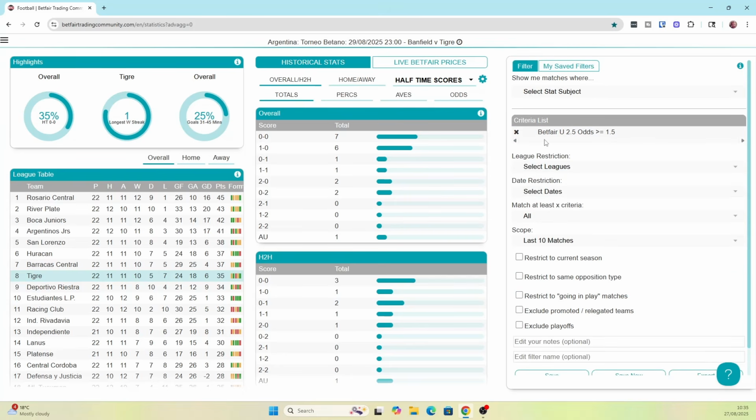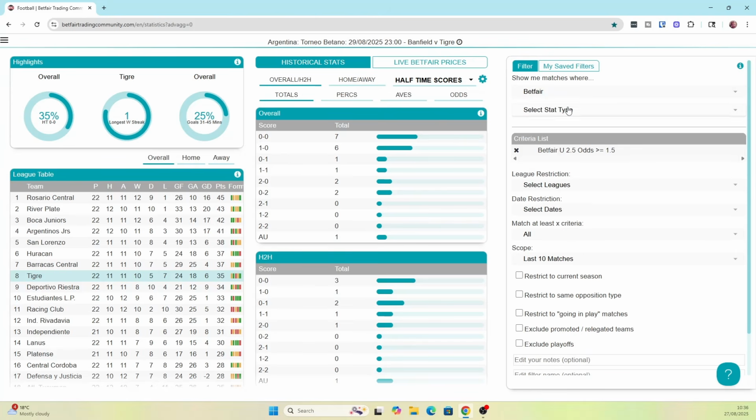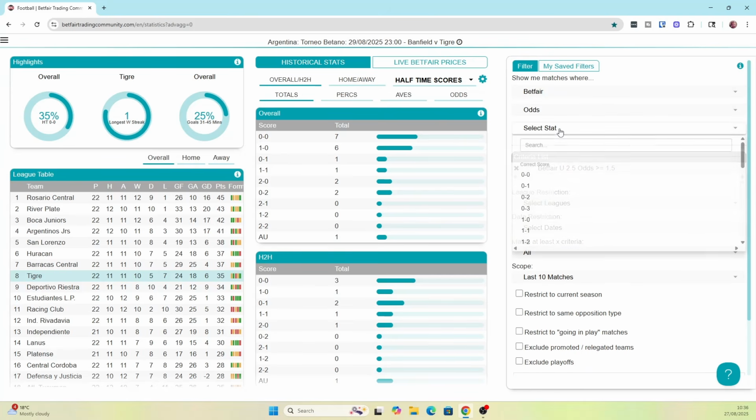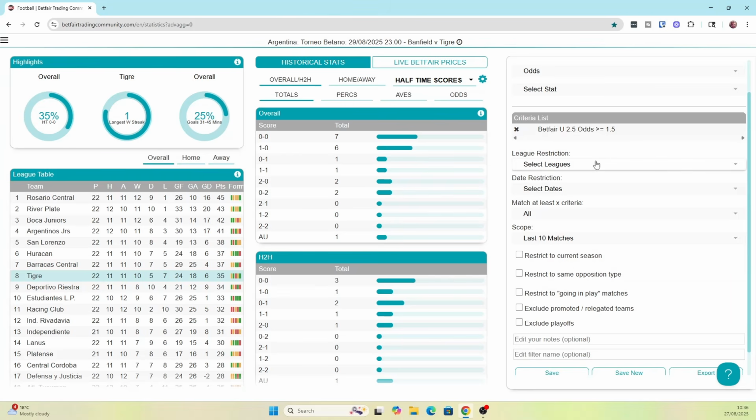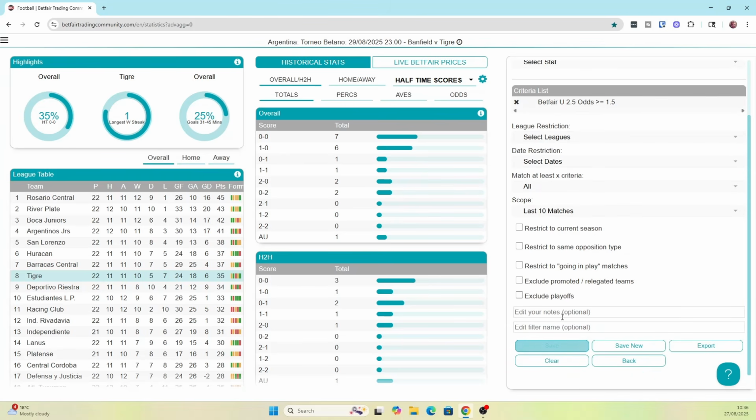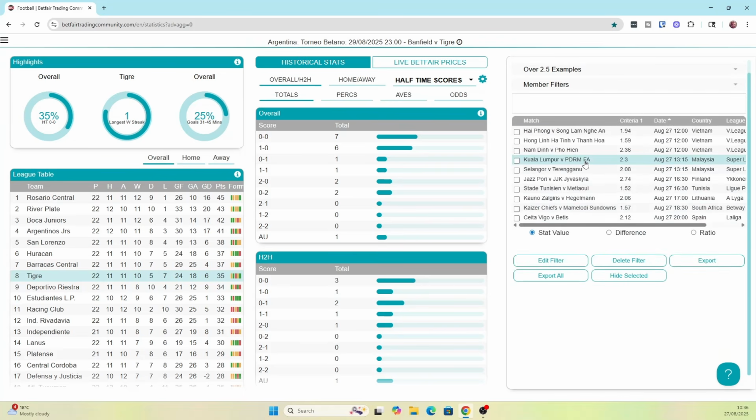So, we kind of covered what most of the main terms mean on the software, and hopefully you've got it now. I'm now going to go through a bit about this next phase. So, I've created this stat here. You saw how I did it. I just chose Betfair, then chose odds, and I chose under 2.5, greater than or equal to 1.5 odds, okay? Now, when I saved it, I gave it a name, and you have to give it a name to save it, right? When you click save, you actually get these matches pop up, okay?